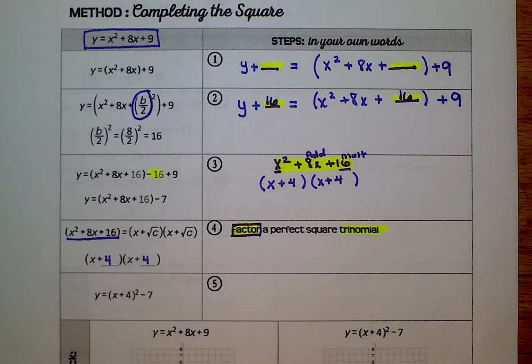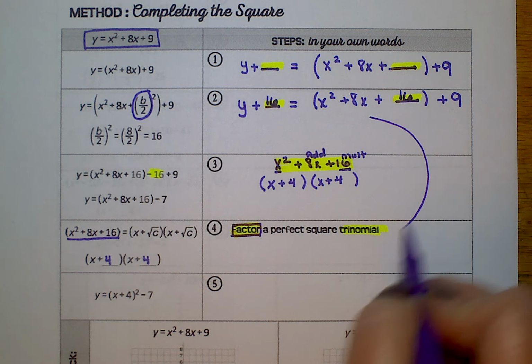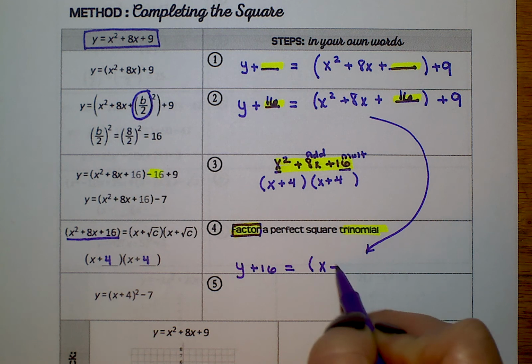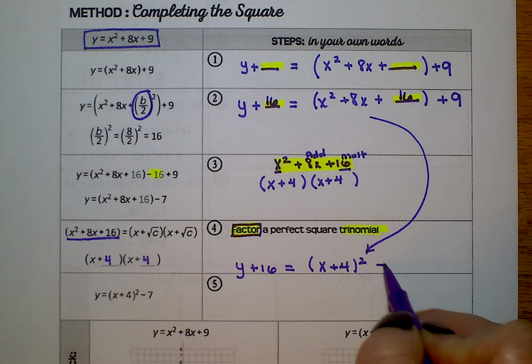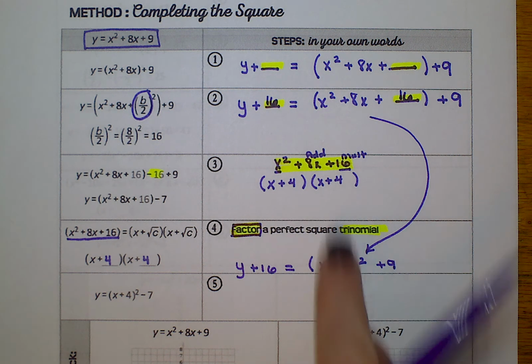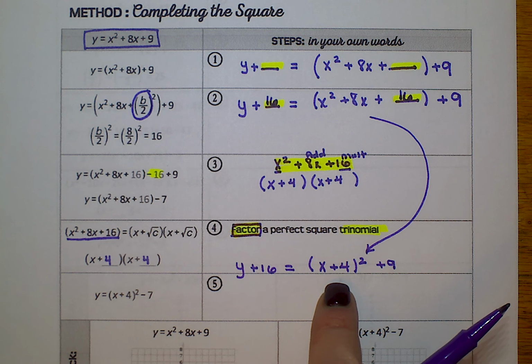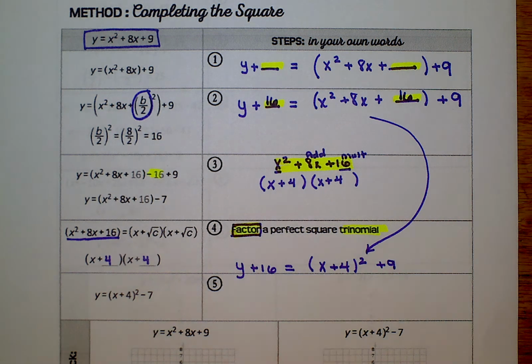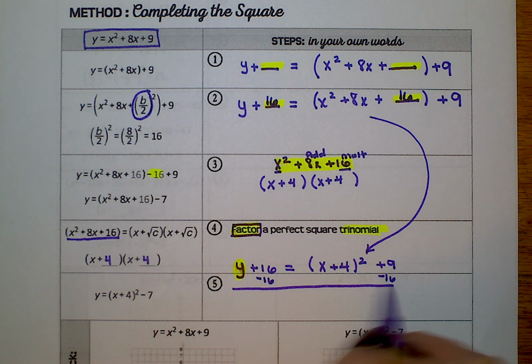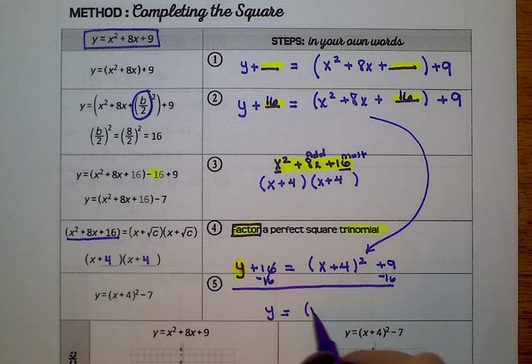Okay, so I'm going to come on down here and bring that down. So I have y plus 16 equals, I can write that as a quantity squared because 4 times 4, that's the same thing multiplied to itself. Now, the last thing is you're trying to solve for y. So now this is where I subtract the 16 over. So my vertex form would be x plus 4 to the second minus 7.